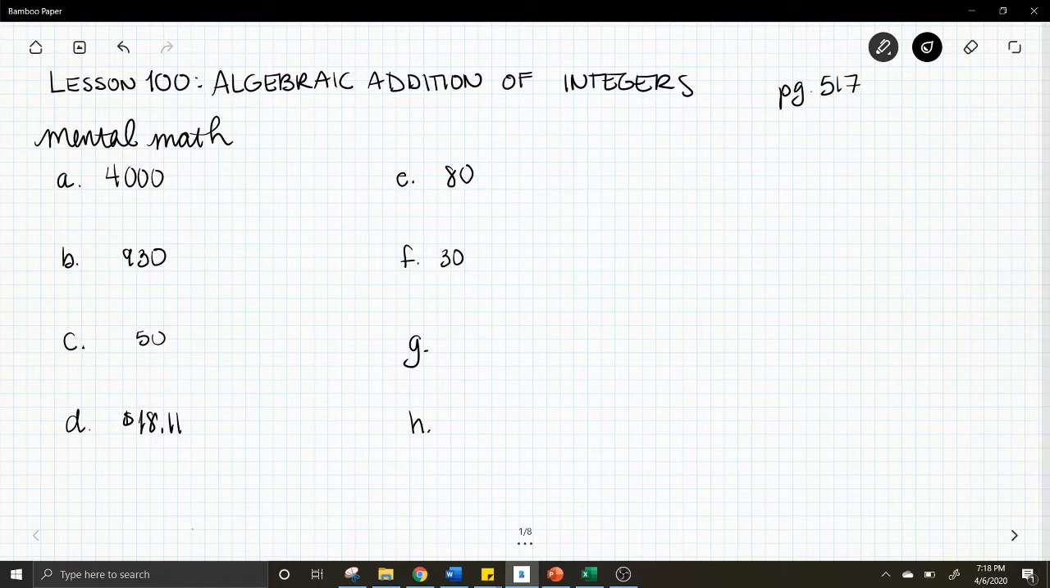Then letter G, how many pints are in 2 quarts? How many pints do we have in 2 quarts? The answer is 4 pints.